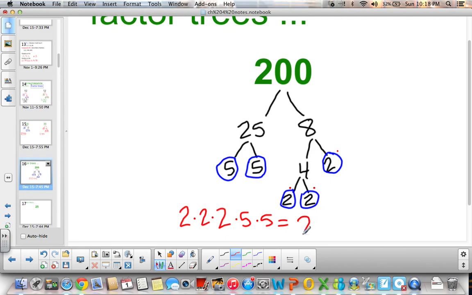So now I'm going to rewrite this as 2 cubed, because we have 2 times 2 times 2, we have 3 2's, and then 2 5's. So 2 cubed times 5 squared. And then that is how we would write our prime factorization.